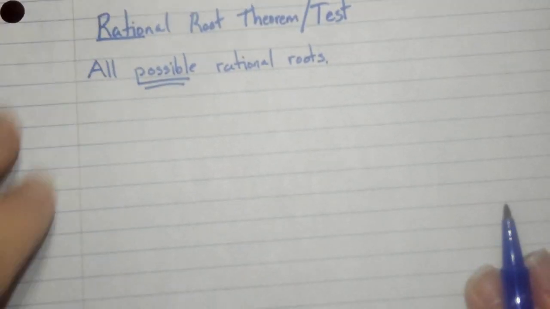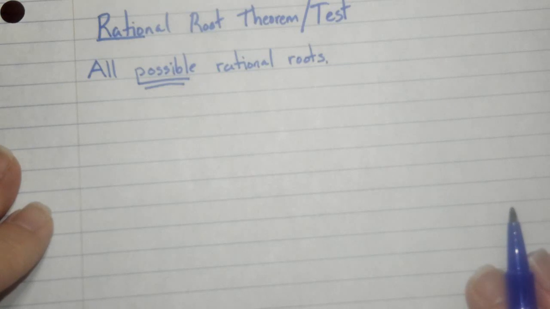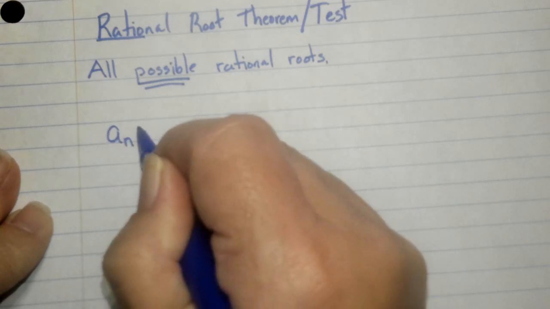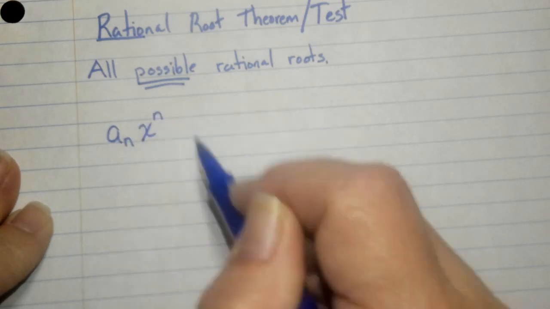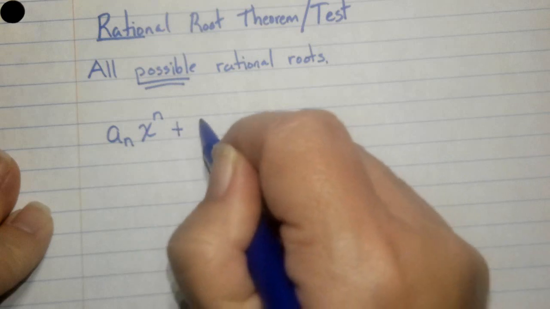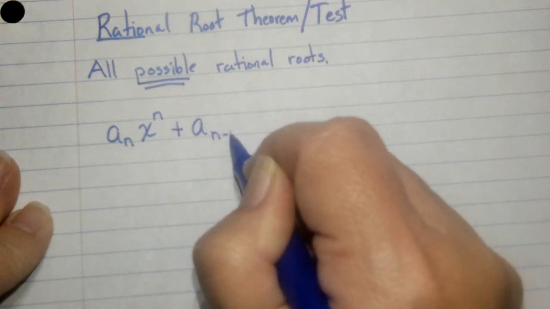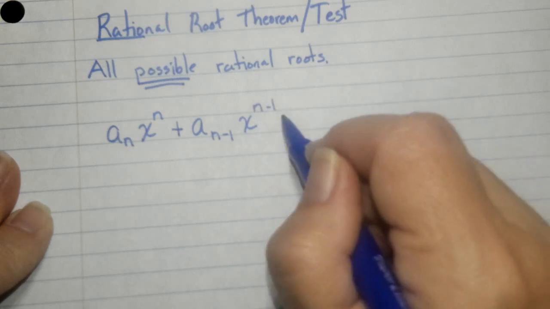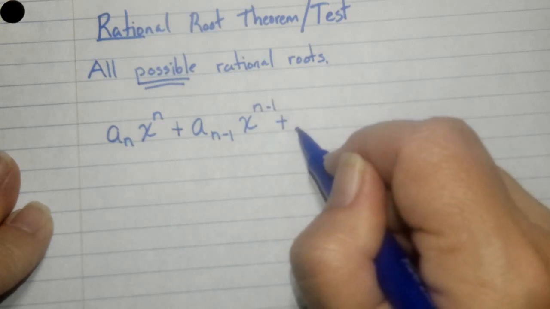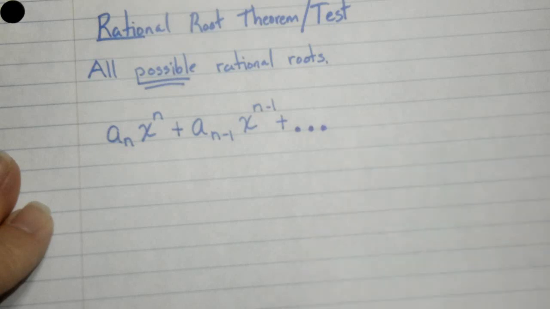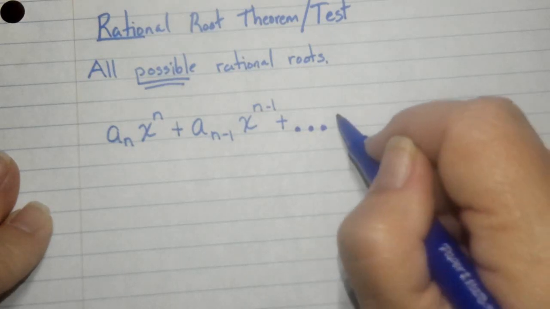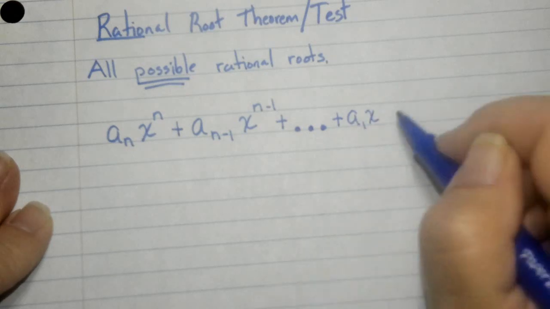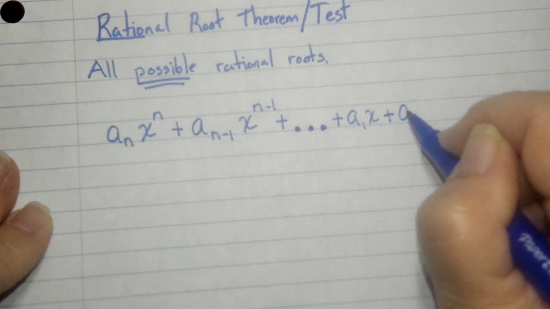So the general way to write a generic polynomial says a sub n times x to the nth power plus a sub n minus 1 times x to the n minus 1 power plus some other stuff in the middle, so we put dot dot dot, plus a sub 1 times x plus a sub 0.